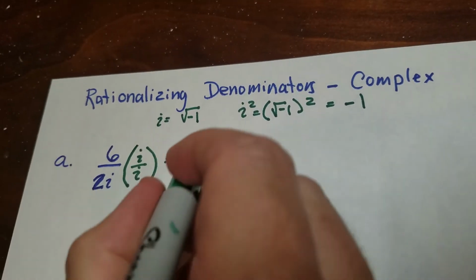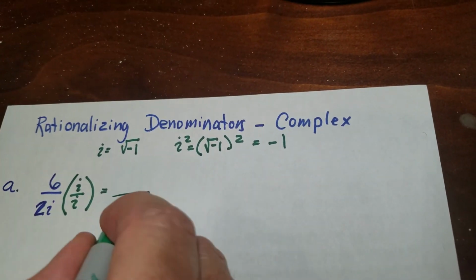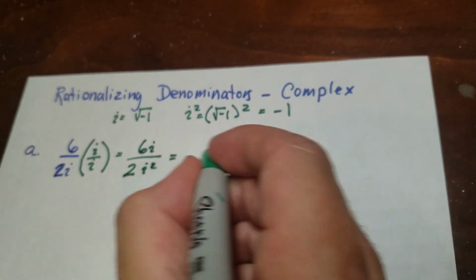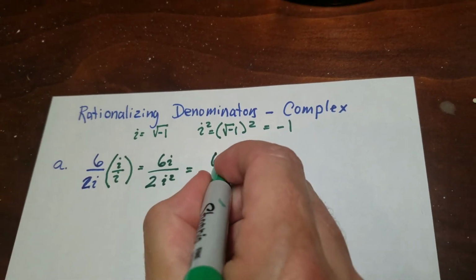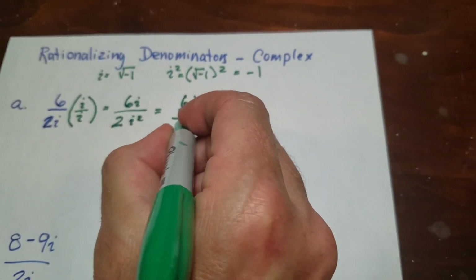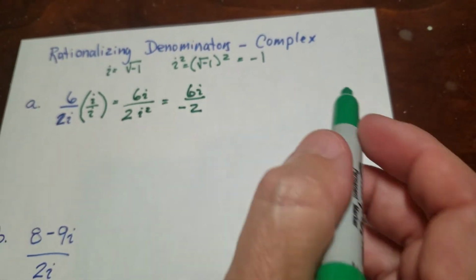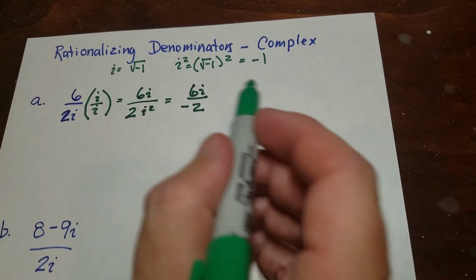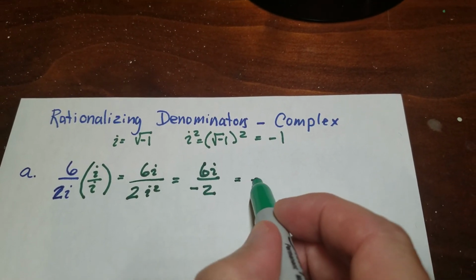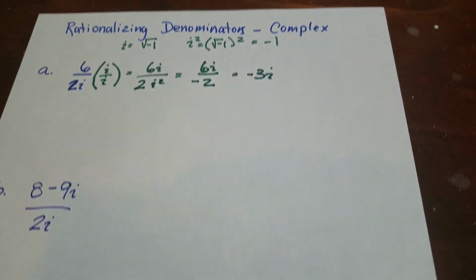So this is going to be a 2 times i squared with a 6i on the top, and then that is 2 times -1. So that's -2. So now, just like we would if we were working with variables, you have a 6 and a 2. This actually goes into that. So that would be -3i. Okay?